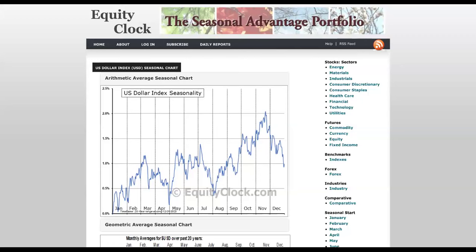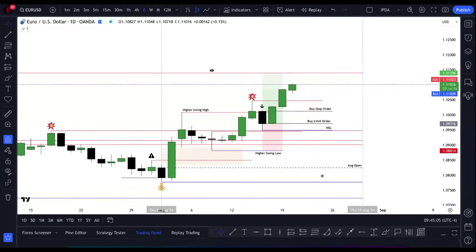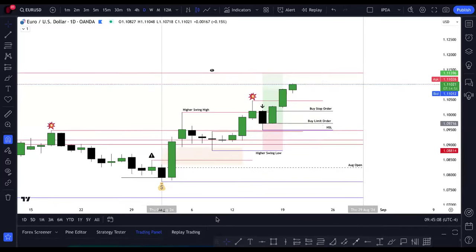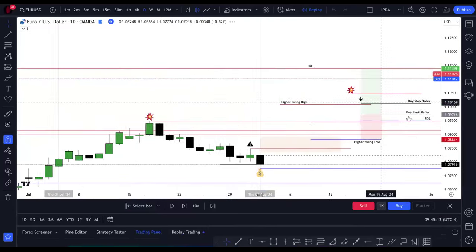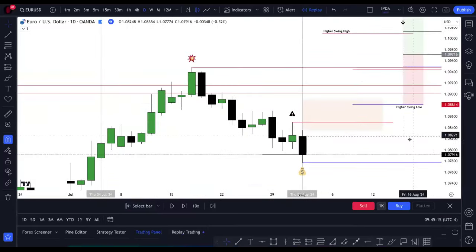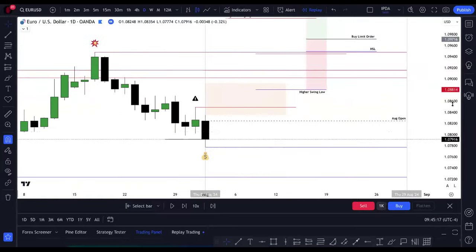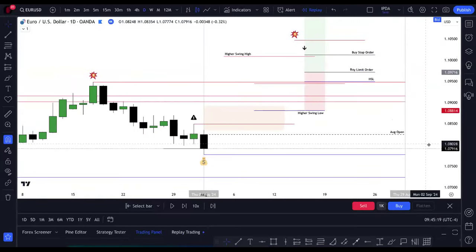Let's go back to the chart and bring it back to the beginning of the month. Now we've got the annotations on the chart. We know exactly what happened, but I'm just going to go through the process of how I like to do this. So we came into this market this month expecting that the market would go down.